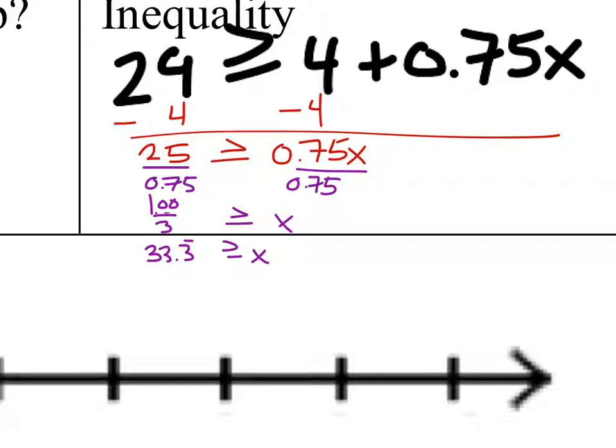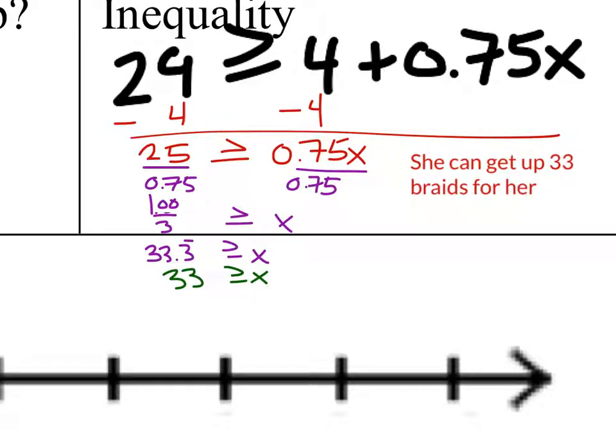Now here's the problem though: if she asks her to braid a third, or 0.3 repeating braids, she'll probably tell her no, and that's all she can do. So what's the maximum number she can actually get braided? 33, because she doesn't have enough for 34. So it's got to be less than or equal to 33 in this case. So in context for this problem, we would say that she can get up to 33 braids for her $29.